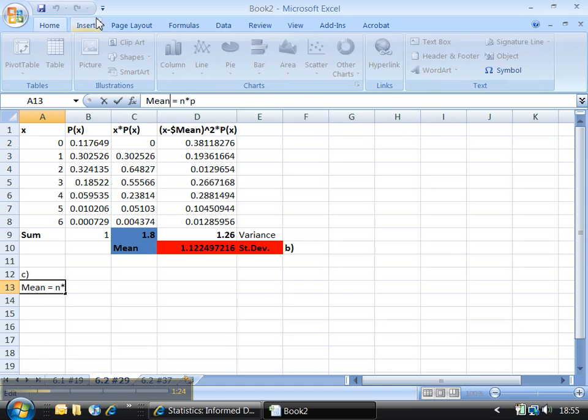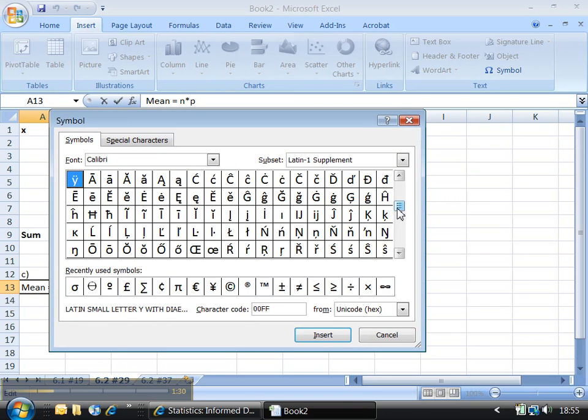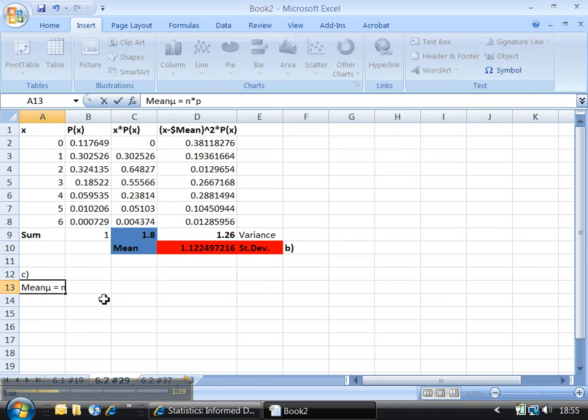Go to Insert, click Symbol, and mu is a Greek letter. It looks like a U kind of with a tail on the front end of it. It's mu, M-U. Like my mom was in Phi Mu when she went to college. Okay, so if you want to give it that symbol, you go right ahead.